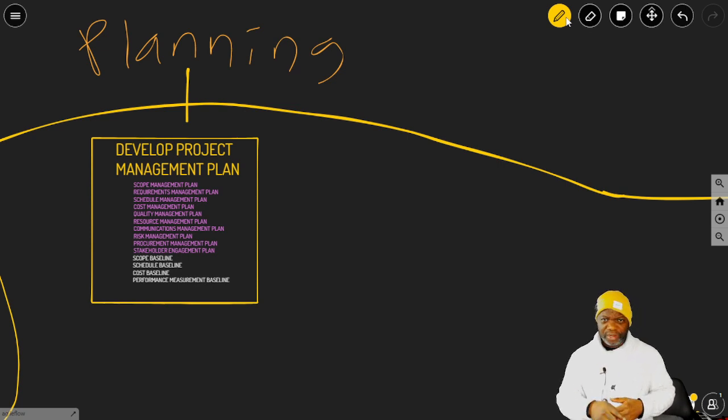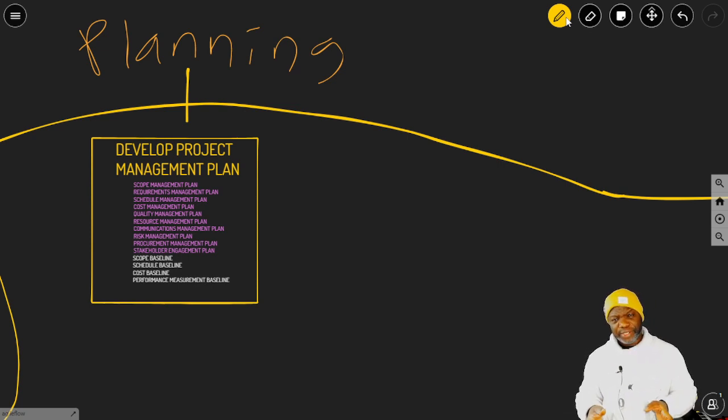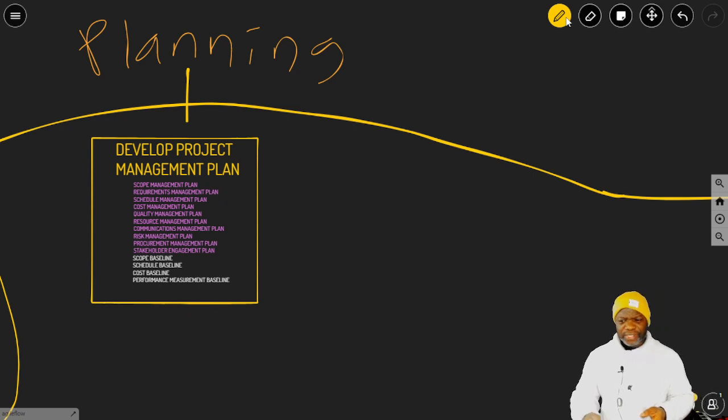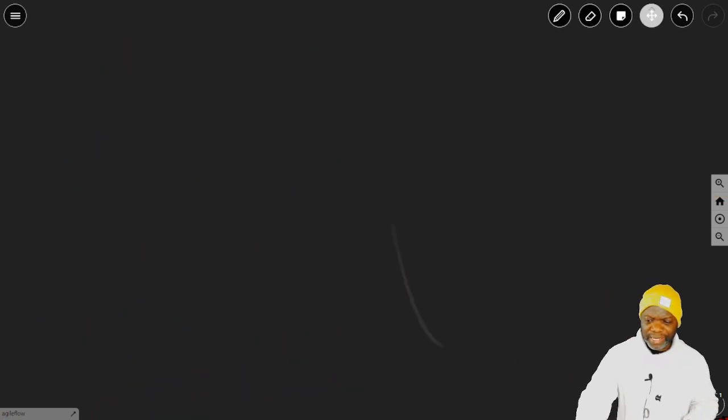This is a very important concept, because part of executing is acquiring resources, developing the team, managing the team. Think about it. How are you going to plan if you don't have a team? Well, we talk about acquiring team members as part of acquire resources, and that happens in executing. So how is that possible? Let me explain that very quickly.